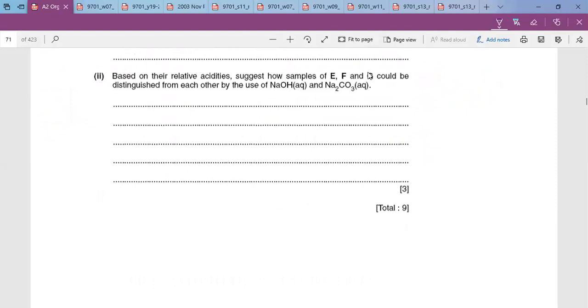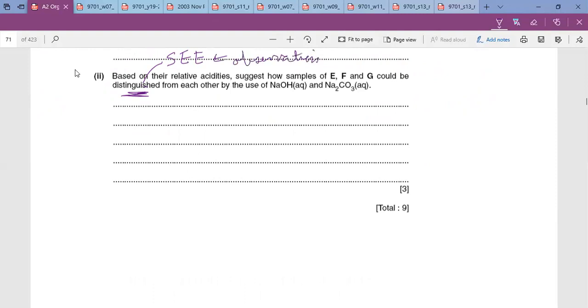Right. Now, here is the part which they use sodium hydroxide and sodium carbonate, based on their relative acidities. Suggest how samples E, F, and G could be distinguished. The word distinguish means that your experiment must be able to show something. Use the eyes. It means there must be an observation.